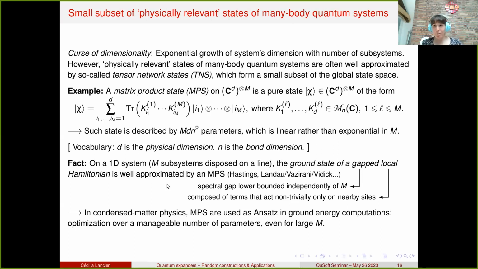That's a really important result, and it has a practical consequence: in quantum physics, these MPS are used constantly as ansatz in ground energy computation. If you want to estimate the ground energy of your local Hamiltonian, you can perform your optimization over the subset of MPS, which means over a manageable number of parameters, even when m is large. So that's the interest of matrix product states, at least one of them.